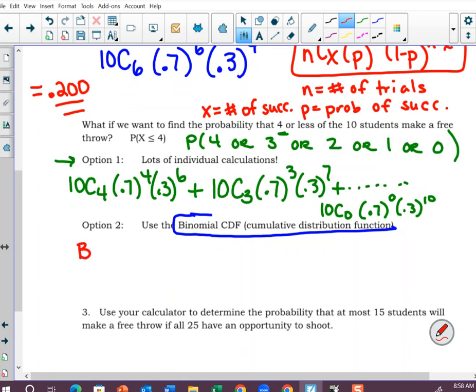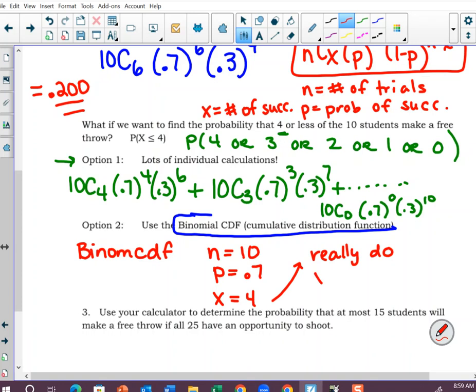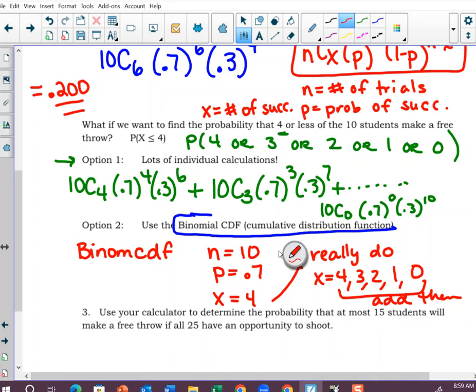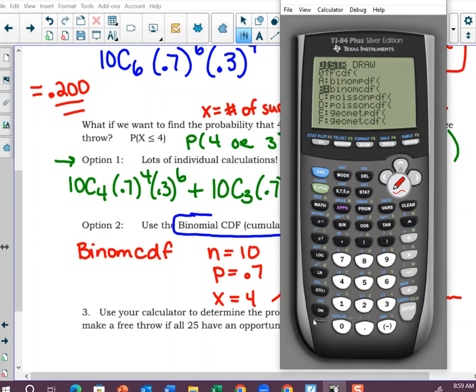So if I do the binomial CDF with 10 trials of 0.7 and X equals 4, it's really going to do X equal to 4, 3, 2, 1, 0, and add them. So it's going to do exactly what this says with like a tenth of the work. I love stuff like that.